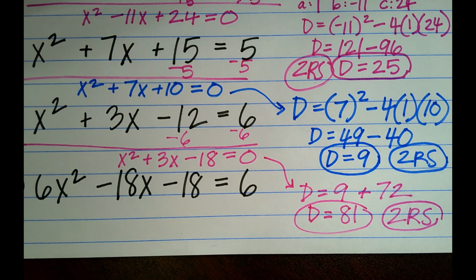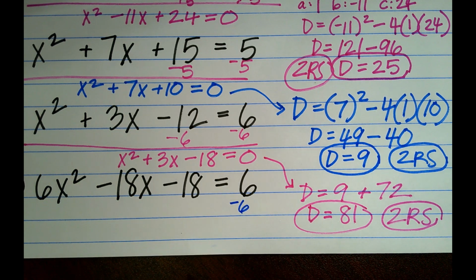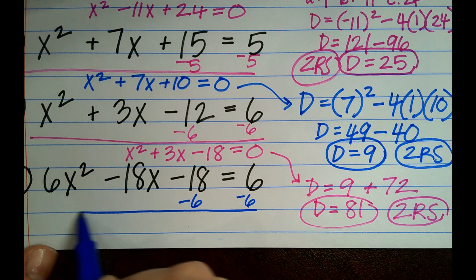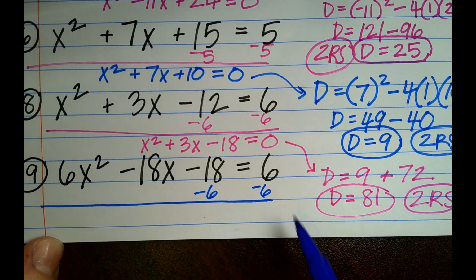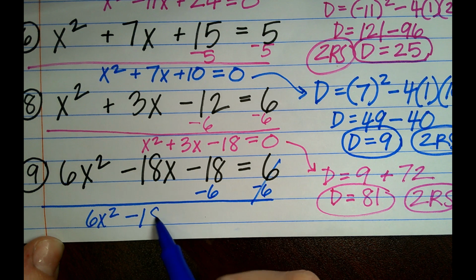I'll do it. All right. So first I subtracted 6 from the positive 6 and the negative 18. Perfect. And I brought it down and I got 6x squared minus 18x minus 24 equals 0. Good.